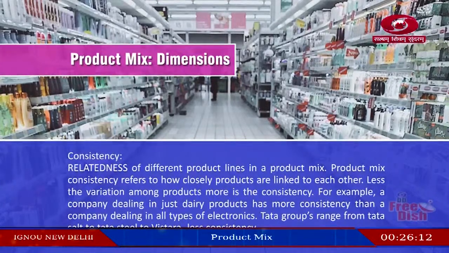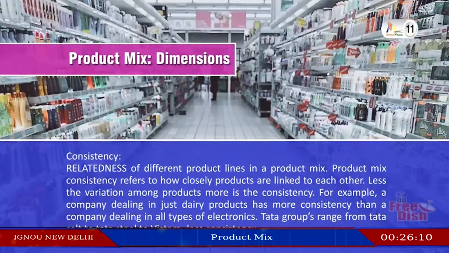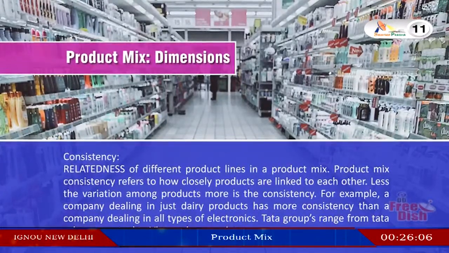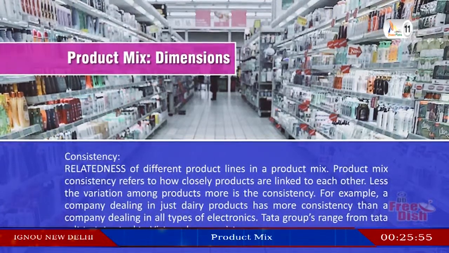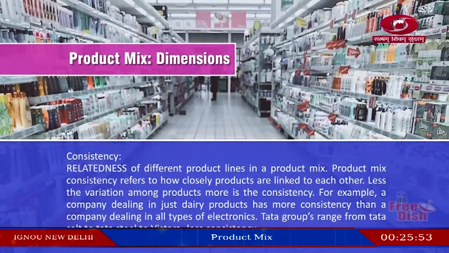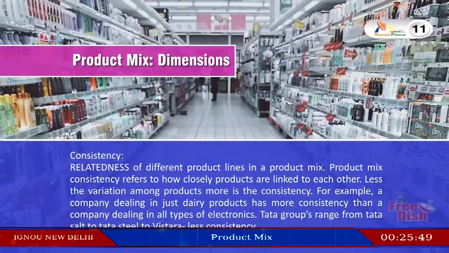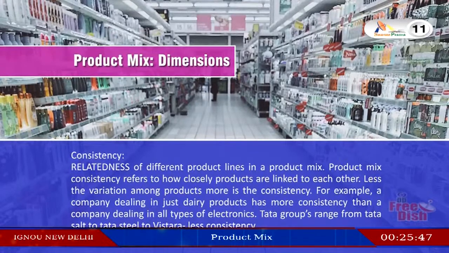Now, consistency: the different product lines that you are offering as a company, how are they related to each other? If they are related to each other, that means the product mix is consistent. And if they are not related to each other, that means the product mix of that particular company is not consistent, or maybe less consistent. For example, if you see the product range of Tata Group, they are into everything from salt to steel to aviation. So the consistency is less.